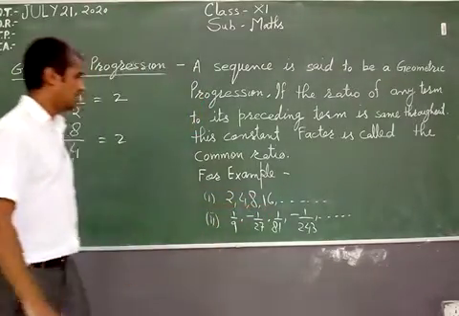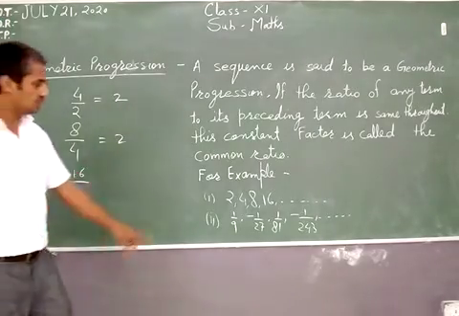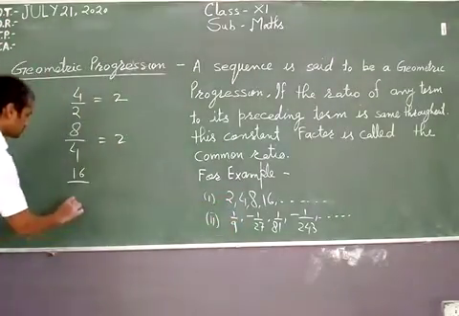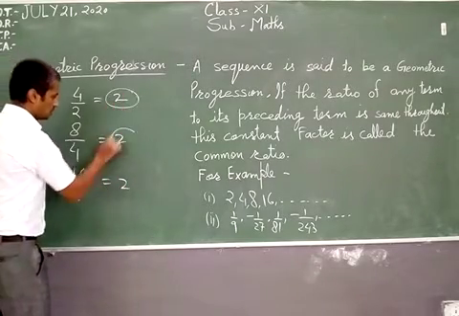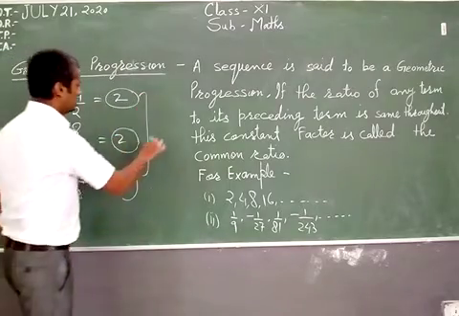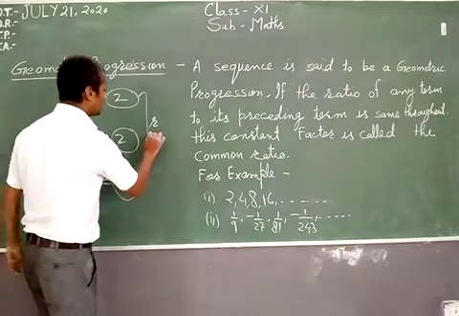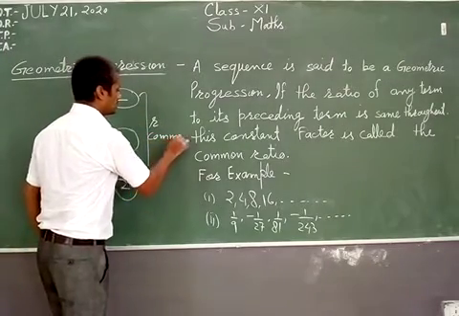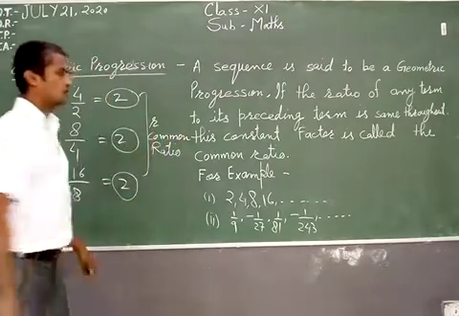Similarly, we can divide 16 by the preceding term 8, which equals 2. Now these ratios are the same. You can say this is R, the common ratio. We can write here: this is the common ratio.